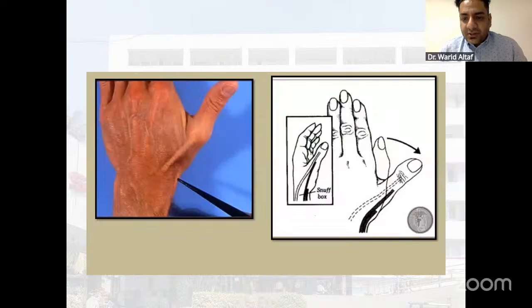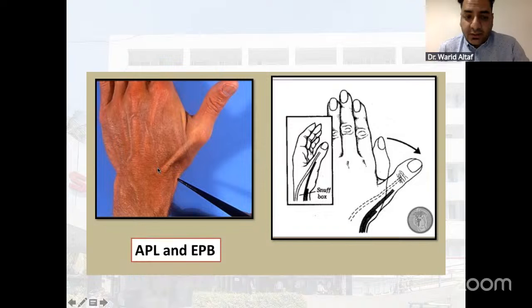Now coming on to this is the snuff box. You can see the black marker which is placed on the radial border of the snuff box, and this is the ulnar boundary of the snuff box. So this is again very, very important. This is the first compartment, the one which I told you about, the de Quervain's tenosynovitis: abductor pollicis longus and extensor pollicis brevis.